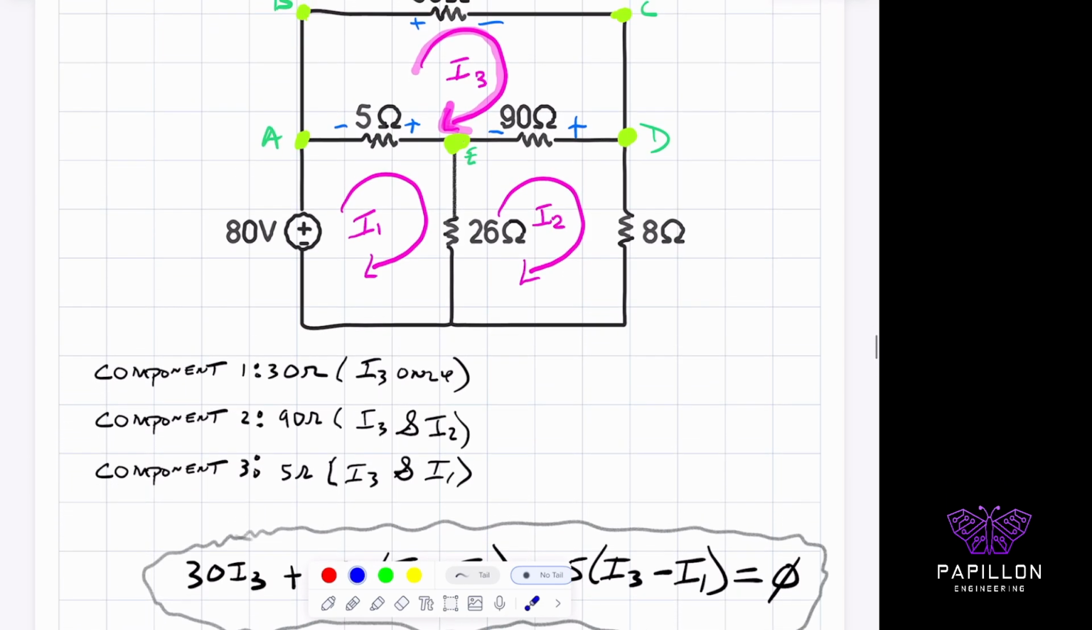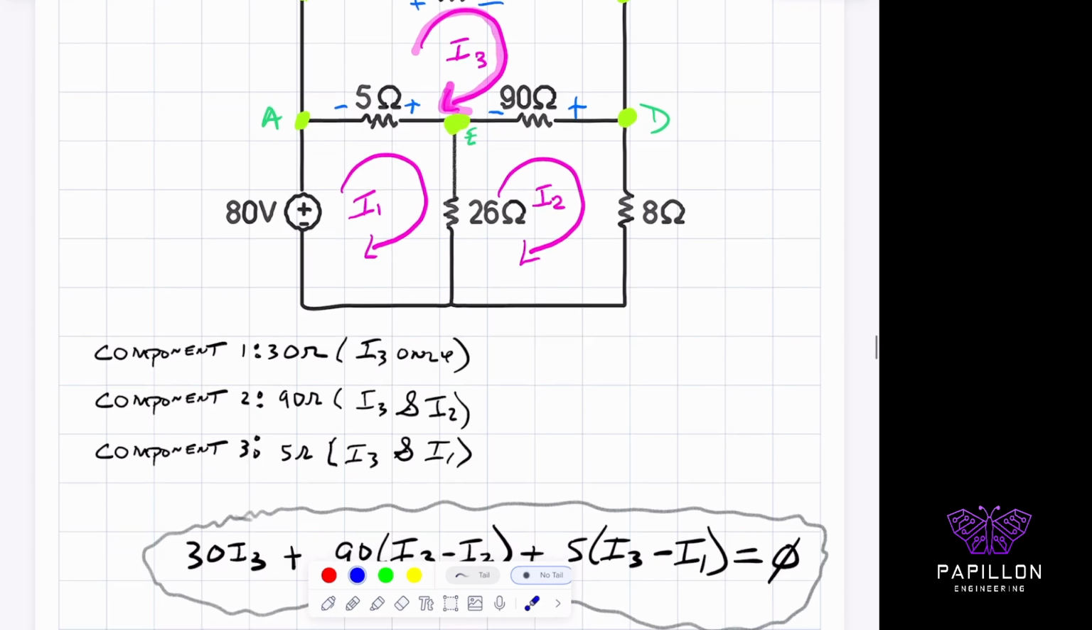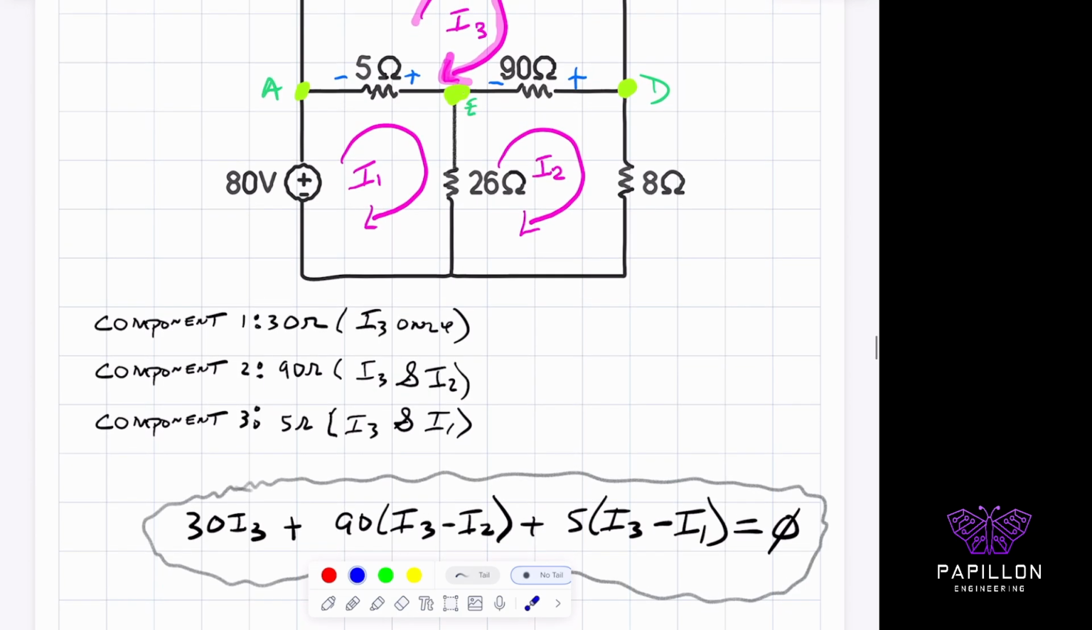And notice again that I3 contributes only to the 30 ohm resistor, but the 90 ohm resistor is shared with I3 and I2. And so here's I3 and I2 affecting the 90. And the 5 ohm resistor over here is affected by I3 and I1. Okay, so now that you've figured out the pattern for the other 2 loops, look how easy it is now.